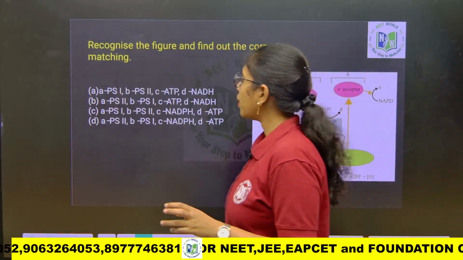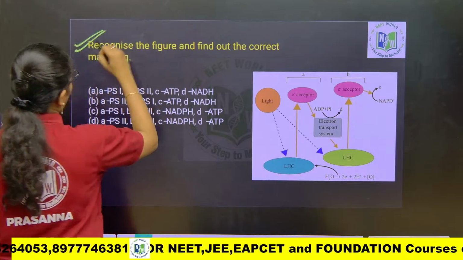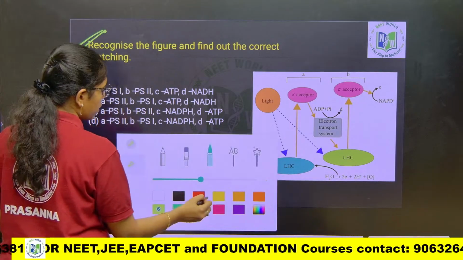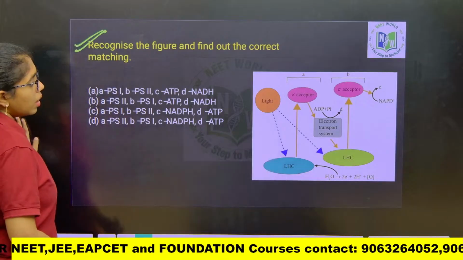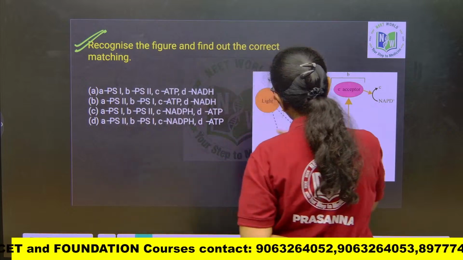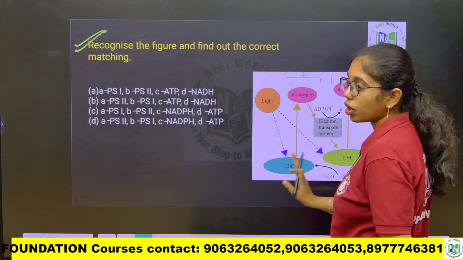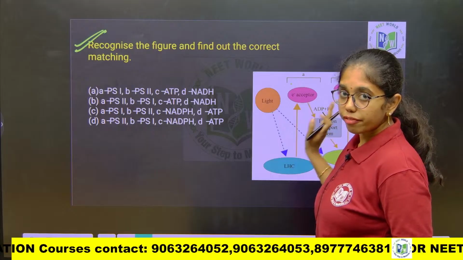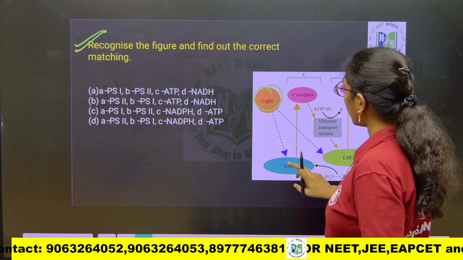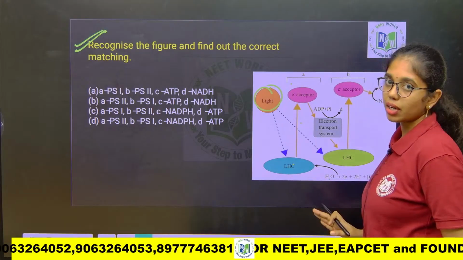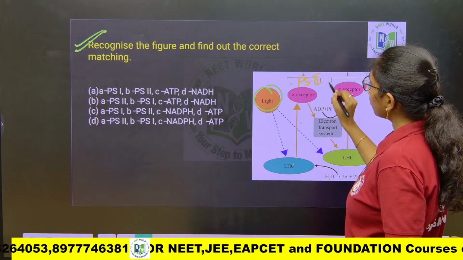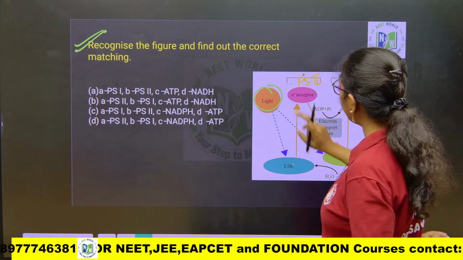Next, recognize the figure and find out the correct matching. We have to identify the correct matching. Here you see first, A will be what? First from the light harvesting complex, as two light harvesting complexes are there, this is definitely non-cyclic photophosphorylation. From the light harvesting complex, the first electron acceptor is photosystem 2. So A will be PS2.